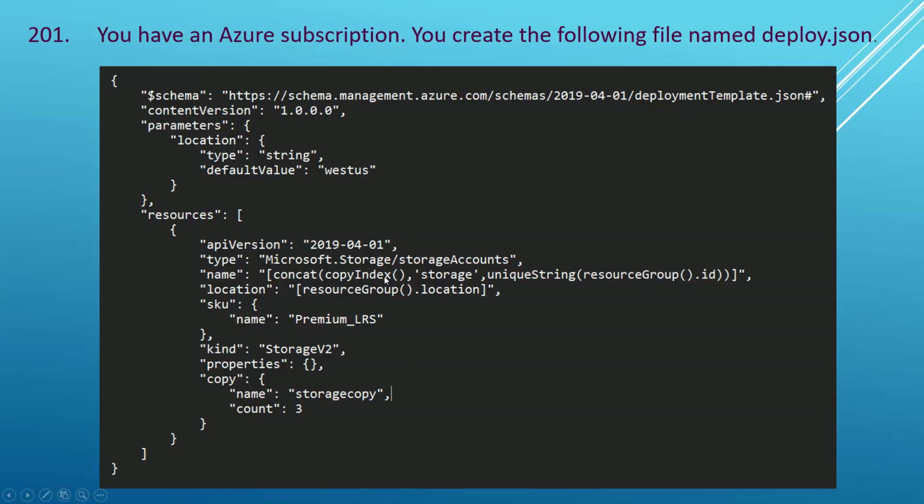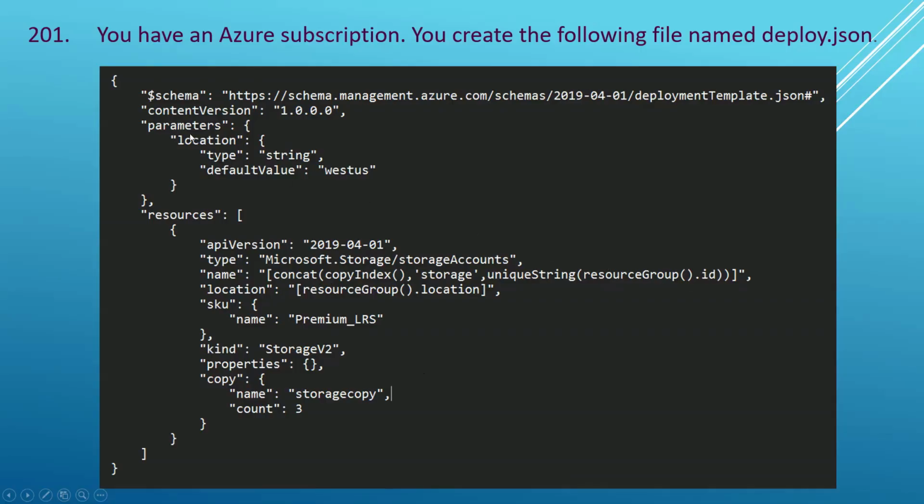Now, the copy index is defined at the bottom. If you see the copy section, count is defined as 3. So there will be 3 storage accounts created. The loop will iterate 3 times, and the iteration starts from 0 and goes to 2. So the name of the storage account would have 0, 1, 2, and then 0 would be followed by storage, and that will be followed by a unique string which is generated by the resource group ID.